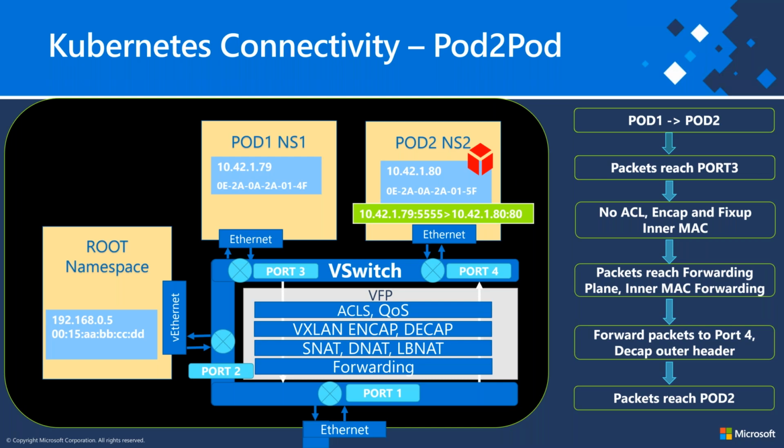And I just want to highlight two things. The Kubernetes requirement states that pod-to-pod connectivity should not be NATed and should provide basic L3 connectivity across them. And this is why we didn't NAT any traffic when pod 1 is trying to talk to pod 2.